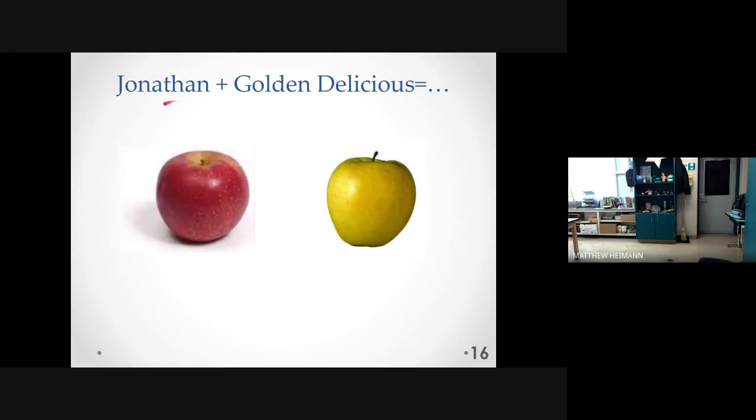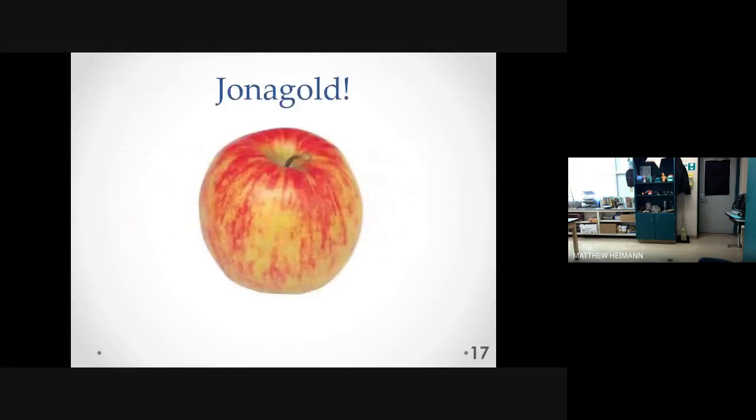So look at this. A Jonathan plus a golden delicious. You get a Jonagold. See how it's mixing? Cool, huh? Remember we talked about the different types of crossbreeding with pea plants? There was complete, incomplete, and co-dominance. You guys remember which one this would be? Yeah, exactly. I think co-dominance, since traits from both show up.